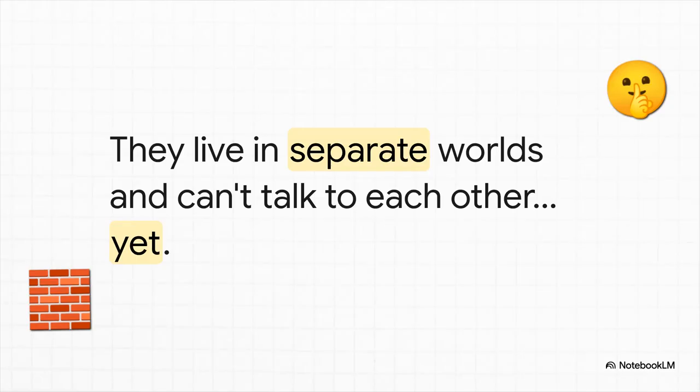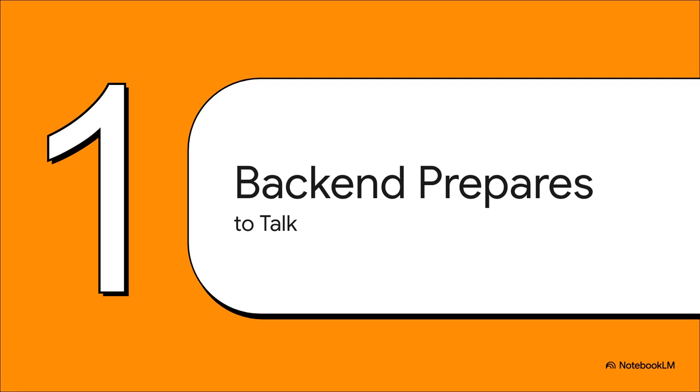But here's the catch. The dining room and the kitchen, they're in totally separate worlds. A guest can't just walk into the kitchen and grab their own food. They can't talk to each other. So without some kind of connection, the front end is just a pretty but totally empty room. And the back end is a fully stocked kitchen with no one to cook for. So how do we get them talking?